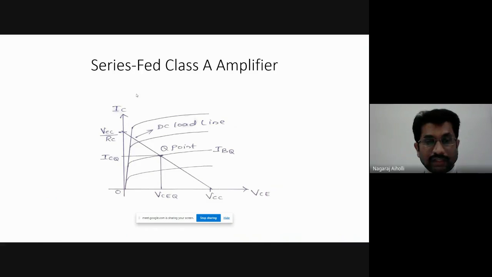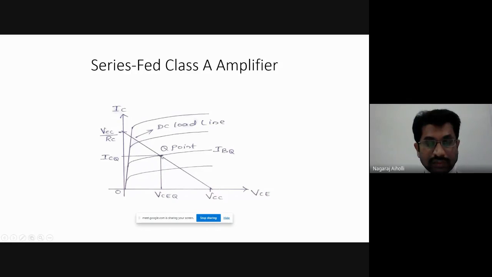Wherever the DC load line cuts the base current curve, that point is called the Q point, or the quiescent point, or the operating point of the circuit, or the bias point of the circuit. Now we have the Q point, or the operating point, and it is here.